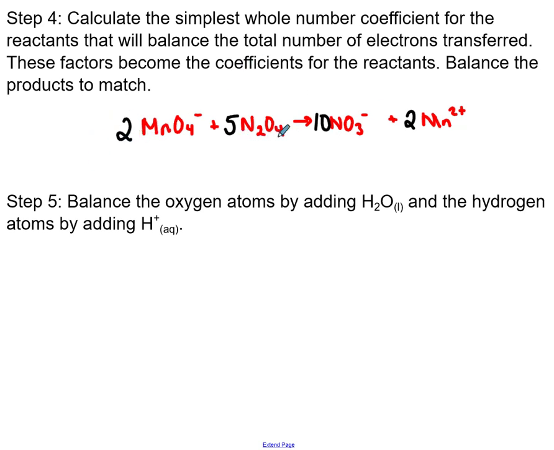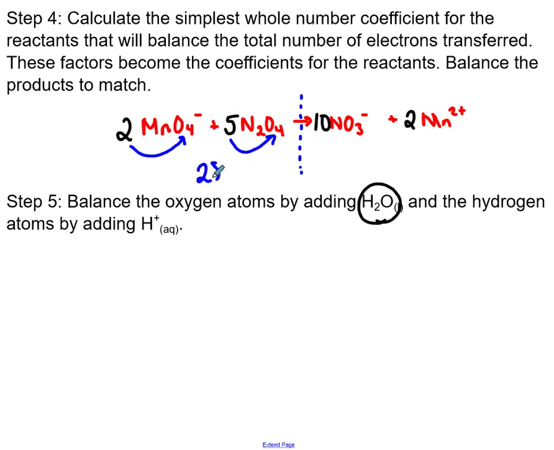Now we want to balance the oxygen atoms by adding water to whichever side needs it more. Let's look at this. How many oxygens? I'm going to cut my reaction in half between reactants and products. How many oxygens are over here? Well, people want to say 8, or they want to say 20, because there's 8 here and 20 here. But there's 8 here and 20 here, so that's 28. There's 28 oxygens over here.